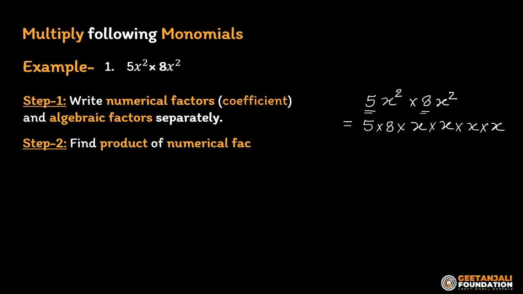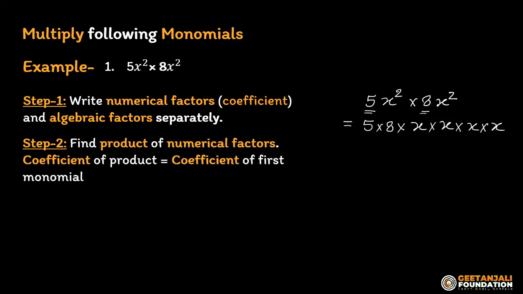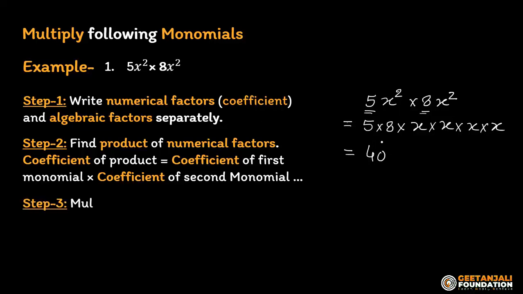Find product of numerical factors. Coefficient of product equals coefficient of first monomial times coefficient of second monomial, and so on. It means there can be more than two monomials which you can multiply. So here we have two only, so we multiply their coefficients, that is numerical factors. 5 8s are 40.